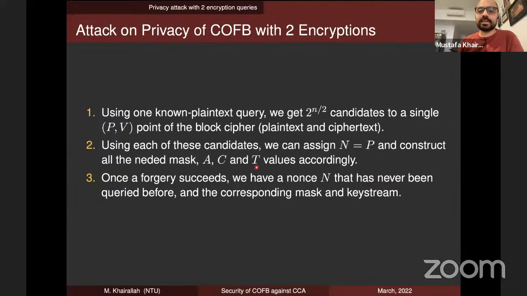Once we have guessed the mask correctly, the forgery will succeed, and we will have a fresh nonce that has not been encrypted before. Once the forgery succeeds, we can then encrypt a different message with this fresh nonce, and we will be able to distinguish it from random bits.